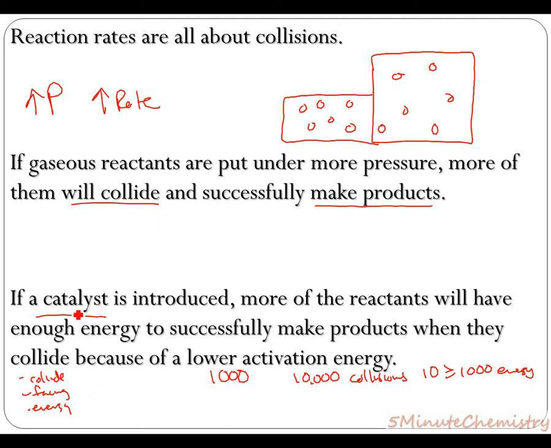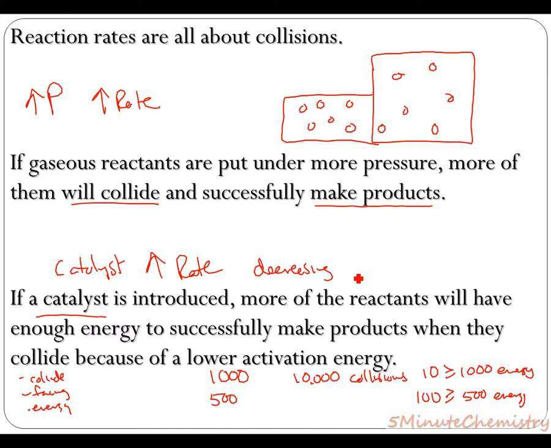But by adding a catalyst, I can reduce this required 1,000 number to, let's say, 500. Well, in 10,000 collisions, only 10 were greater than 1,000, but let's say 100 of them are greater than 500 energy. What this means for us is that 10 times as many reactions will take place, even though the same number of collisions happen, 10 times as many reactions are going to be successful. So a catalyst is going to increase the reaction rate by decreasing the energy requirement.